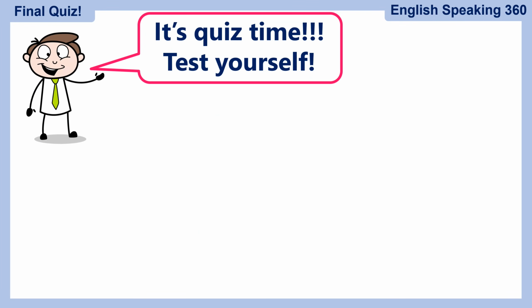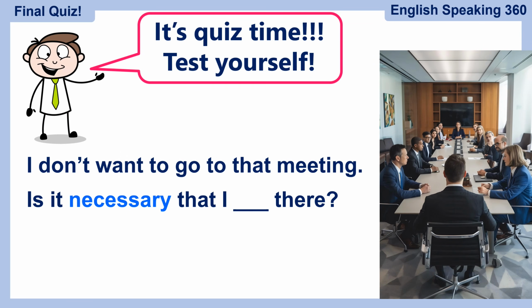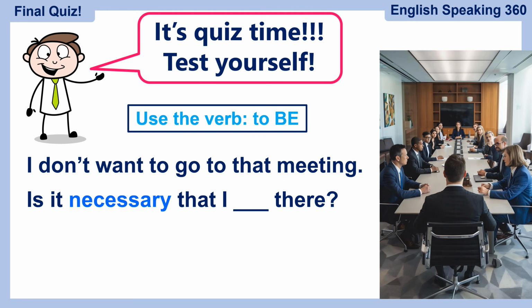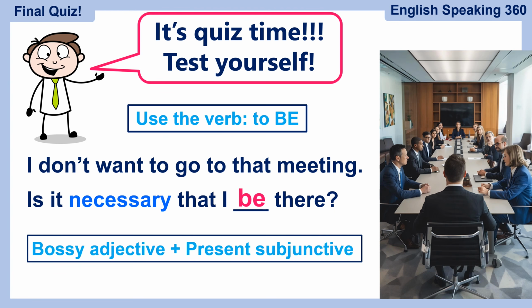It's quiz time. Test yourself. I don't want to go to that meeting. Is it necessary that I there? Try to use the verb to be in that sentence. Think about it. You ready? Is it necessary that I be there? Why do we use be? Because bossy adjectives require the present subjunctive, the base form of the verb.